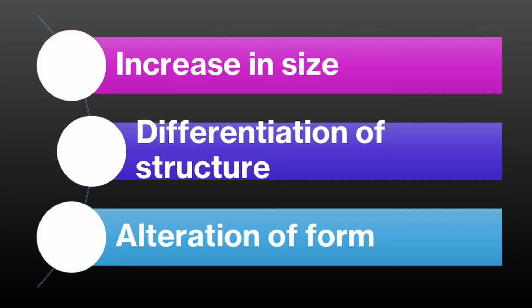For example, during adolescence, a person not only grows taller (increase in size), but also experiences changes such as the development of secondary sexual characteristics (differentiation of structure), and improvements in cognitive abilities like problem solving and abstract thinking (alteration of form). These changes reflect a more complex process of development beyond mere physical growth.